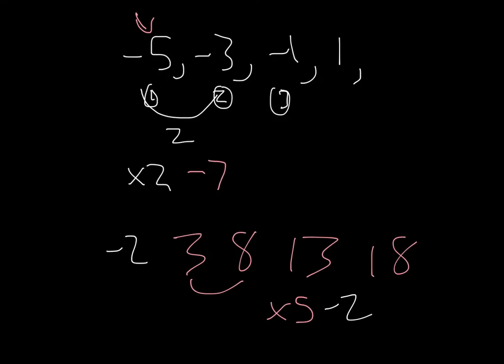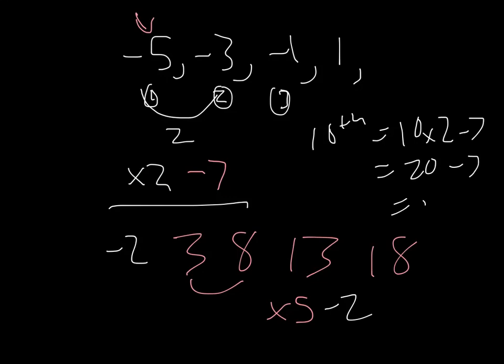But at any rate, our second question was times 2 minus 7. So that's our rule. What's the 10th term going to be? Well, 10th is going to be 10 times 2 minus 7 equals 20 minus 7 equals 13. So that's the answer to the second question.